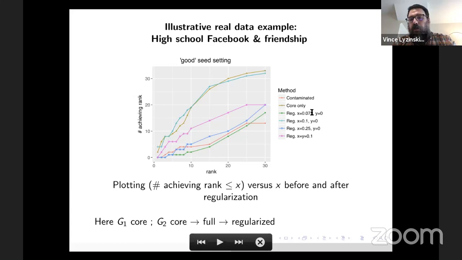But I'll talk about how we do the regularization in a little bit. As you regularize the contaminated network, you can see that some choices are effectively not doing enough. And some choices of regularization, like this light blue one up here, achieve almost the exact same performance as in the core setting. And so we can recover the clean performance in the adversarial setting by using this idea of regularization.